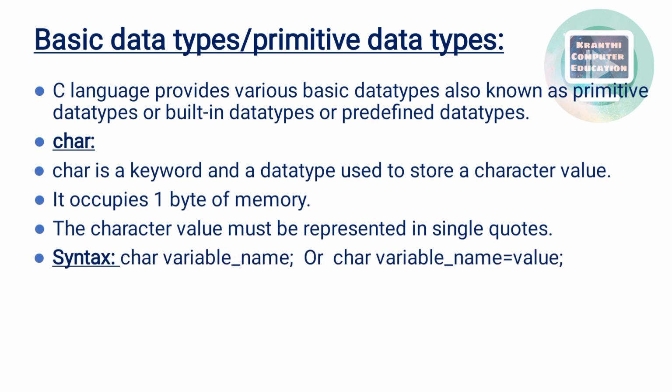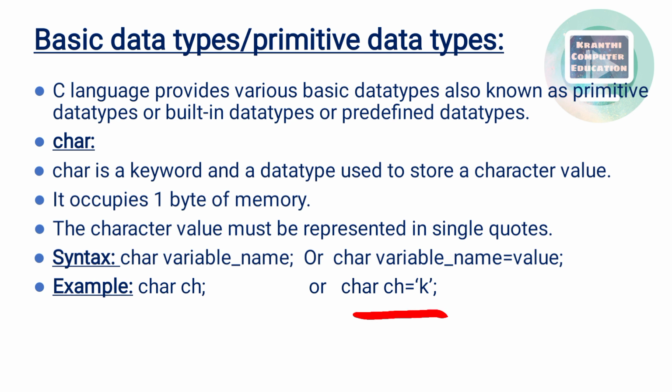Syntax to create a character variable: char space variable name semicolon. And one more syntax: char space variable name equals value semicolon. Let us see examples for these syntaxes. The first syntax example is char ch. The second syntax example is char ch equals 'k'. Observe this line. In this line, k is written within single quotes. In this format only, we have to insert character values.